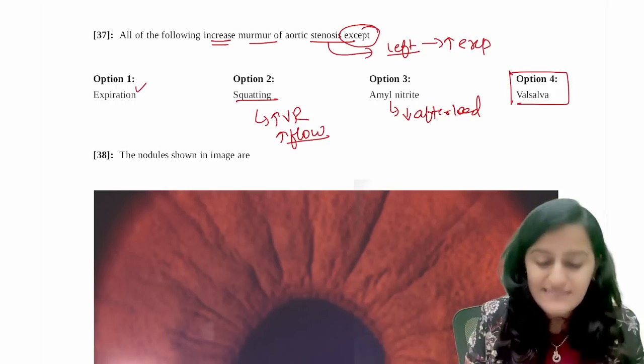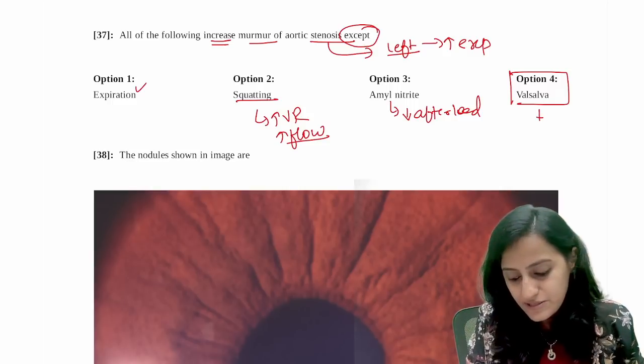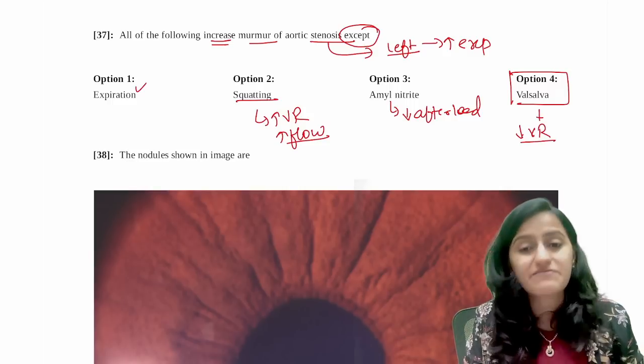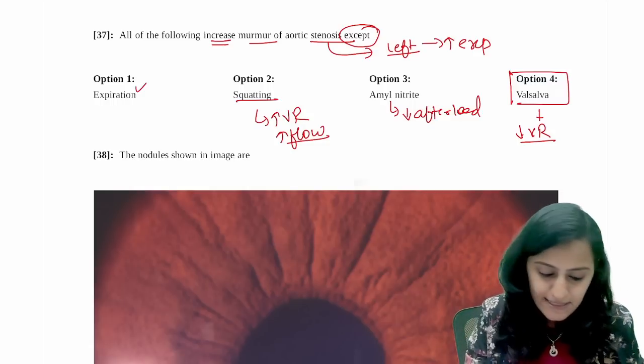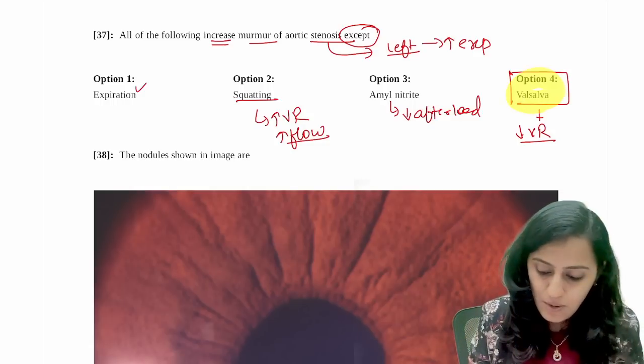So Valsalva is something which does not increase the aortic stenosis murmur because it decreases the venous return. So the flow decreases, and that is why the murmur decreases. So remember, the answer here is going to be Valsalva.